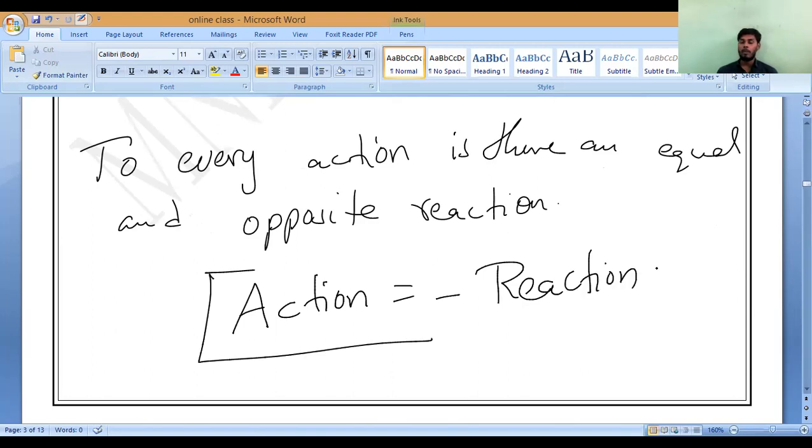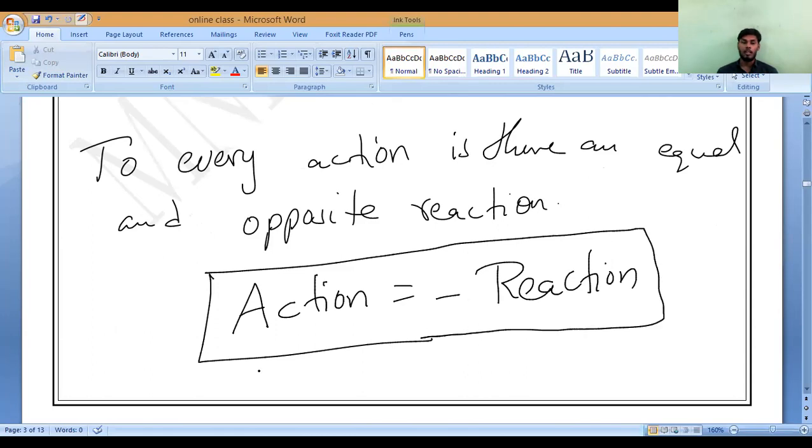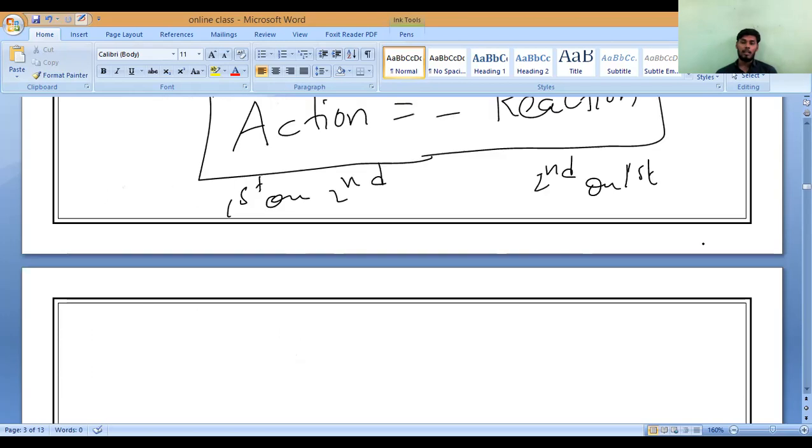So action means the force exerted by the first body on the second body. Understand? First body on second body. So what is the reaction? The force exerted by the second body on the first body. Do you understand? So this is what we call action and reaction.